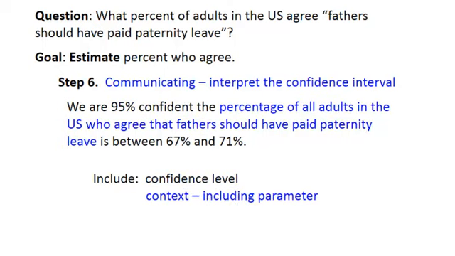The context is important, including the parameter. So what I mean by the parameter is just saying it's a percentage that we're estimating, not any other kind of number. And the context is that we've surveyed adults in the United States who agree that fathers should have paid paternity leave. So we're being very specific about what we're talking about. Of course, it's important that the confidence interval itself appears in this statement. That's the 67 to 71%.